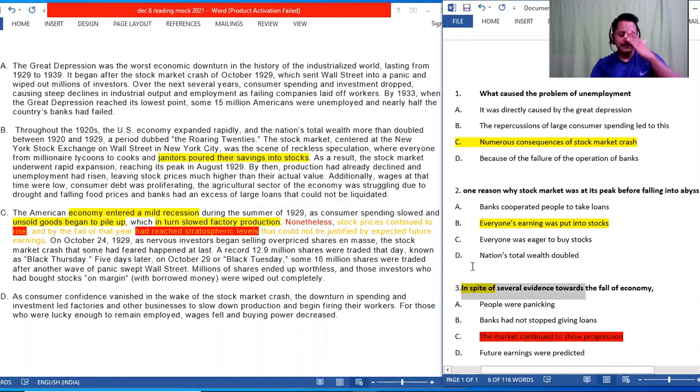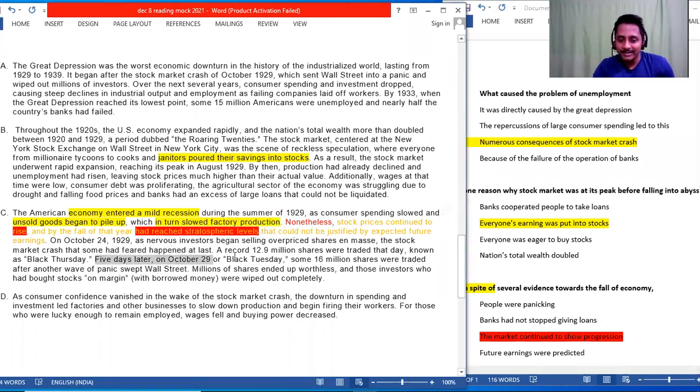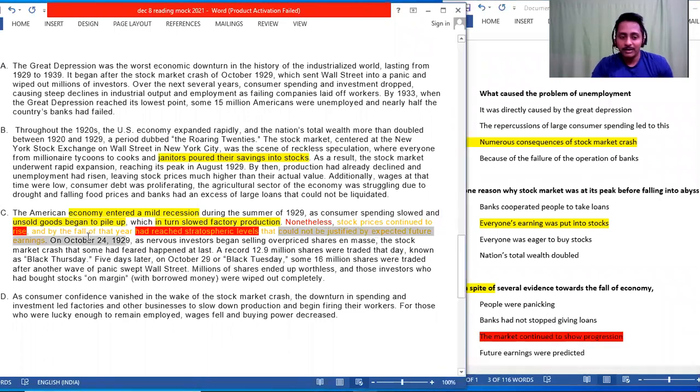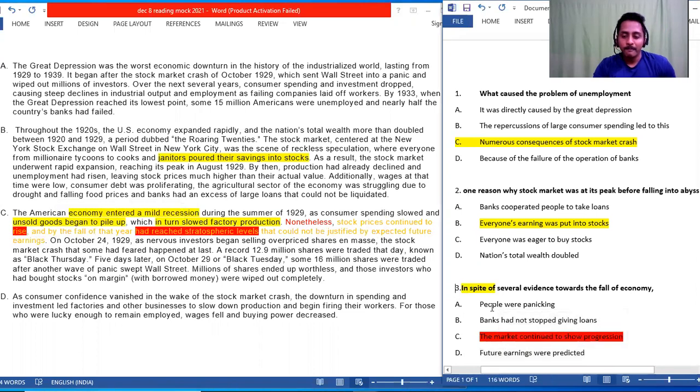Any doubt? Something like this will definitely be there. I'm telling you, questions are much more difficult than this, but the method remains the same. You have to understand, eliminate. People are panicking? In spite of this, people were not panicking. People became panicked on Tuesday, not Thursday. On the Black Tuesday, they panicked. Future earnings were predicted? No, that level could not be justified with the expected future earnings. This is different, that is different. Banks have not stopped giving loans, no. So that's what to eliminate, but most of the time people have a problem in understanding the question.